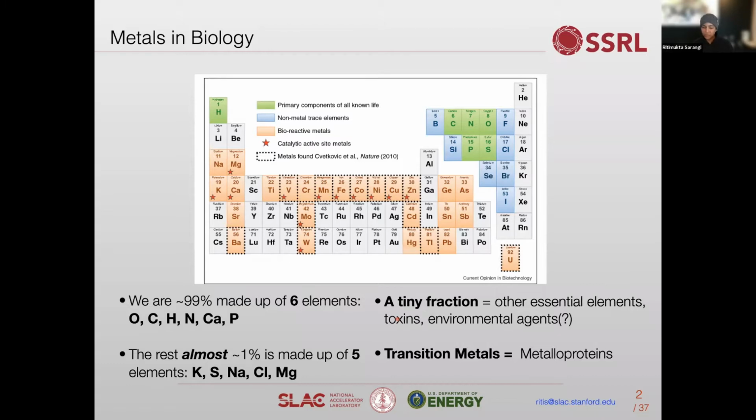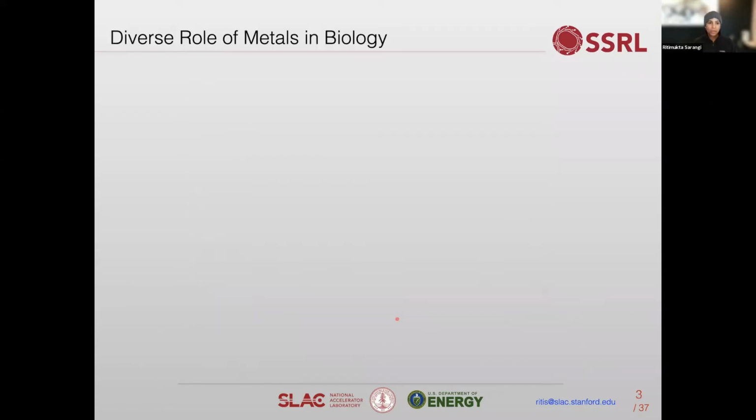Because of the nature of the world that we live in, we also have toxins and other metals in the form of environmental agents. Now, these essential elements are often these transition metals that are highlighted: manganese, iron, cobalt, nickel, copper, zinc, molybdenum, tungsten. These transition metals come in the form typically of metalloproteins and cofactors. And the entire world of bioinorganic chemistry tries to understand their structure function.